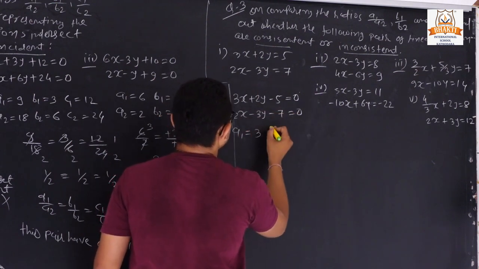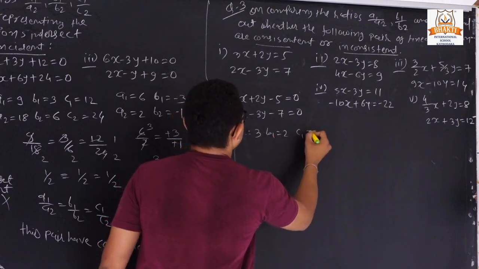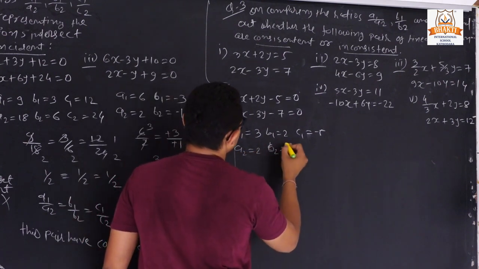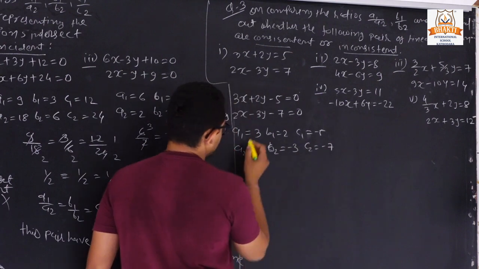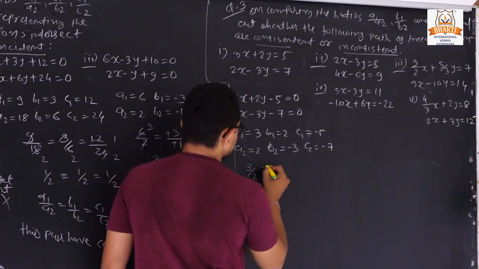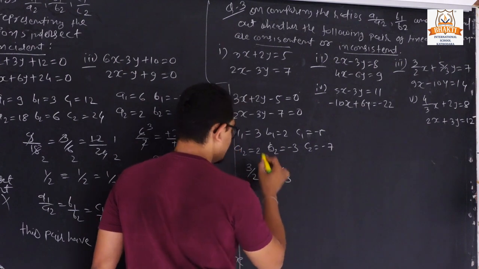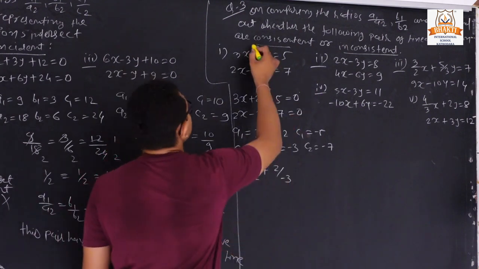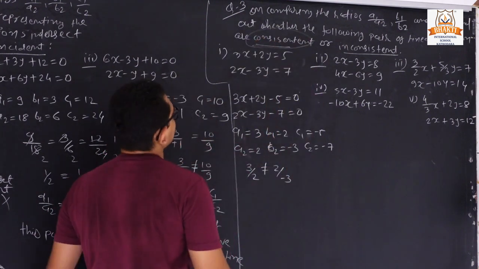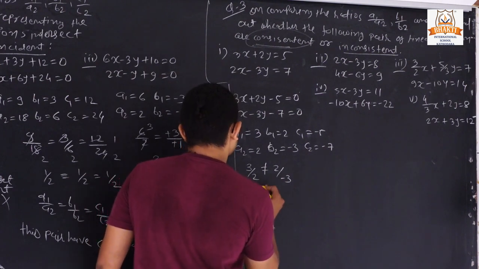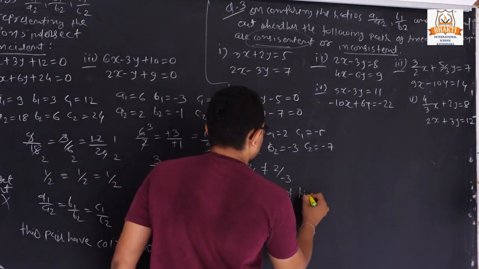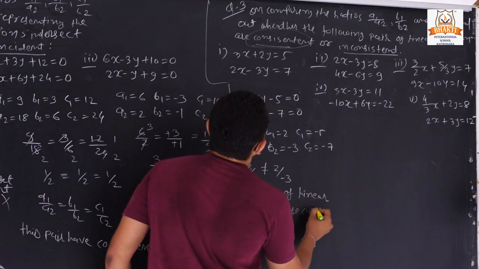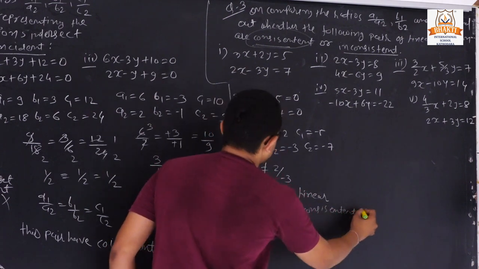Now A1 is 3, B1 is 2 and C1 is minus 5. A2 is 2, B2 is equal to minus 3, C2 is minus 7. Now comparing, 3 by 2 is not equal to 2 by minus 3. So the first condition is not satisfied, A1 upon A2 is not equal to B1 upon B2. So this pair of linear equations is not coincident.